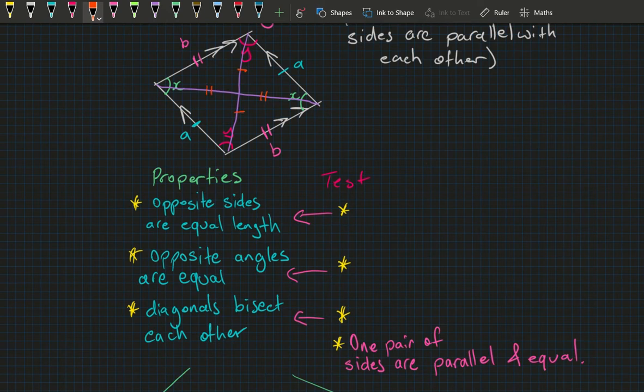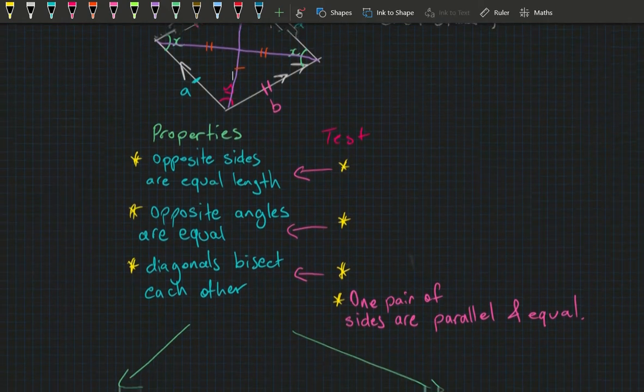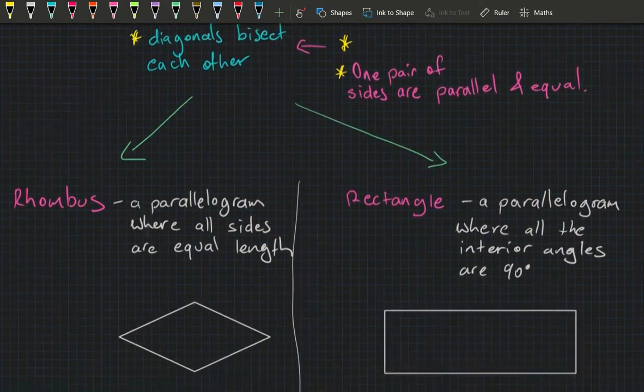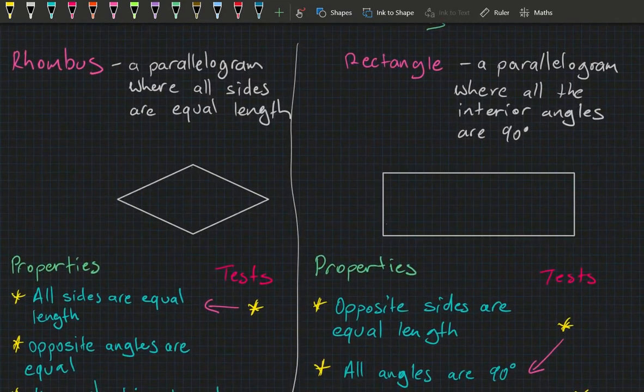Now, if you're presented with a shape and you want to test that it's a parallelogram, well, if both pairs of opposite sides are of equal length, then it's a parallelogram. If the opposite angles inside the quadrilateral are equal, then it's a parallelogram. And if the diagonals bisect each other, then it's a parallelogram. There's one other test that's not one of the properties, and that is if just one pair of the sides are parallel and equal.